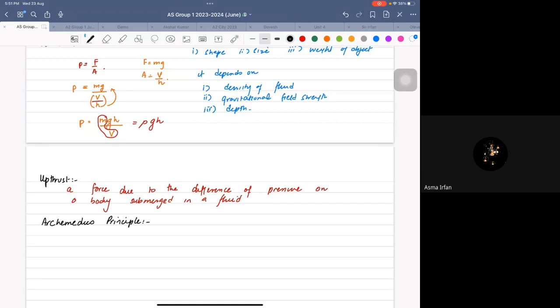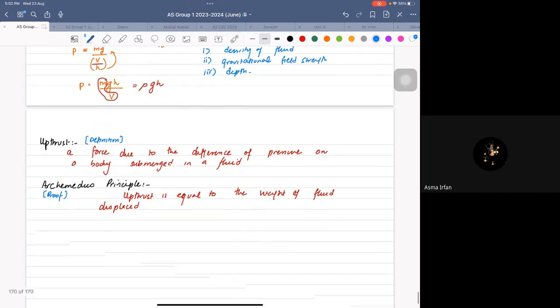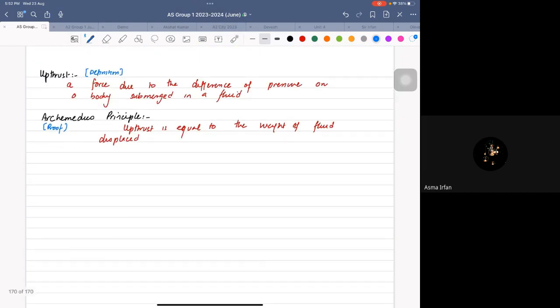Archimedes said that upthrust is equal to the weight of fluid displaced. When they ask you for the definition of upthrust, this is the definition you're going to write, and this is the proof that you're going to do later on if they ask you this. So we're going to learn this in a bit. You can write this definition, and then I'll start explaining this.